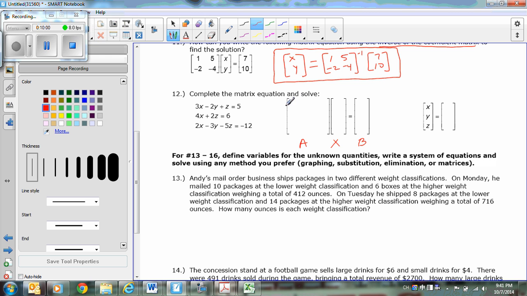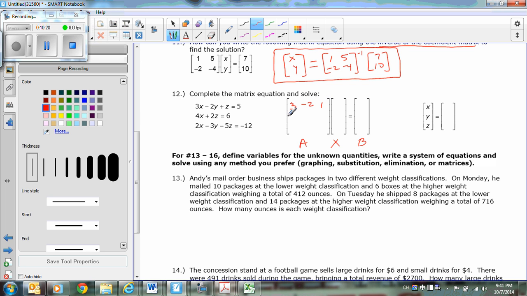Now, let's take a look at the first equation. It looks like it's in standard form. I see an x term, a y term, a z term in that order on the left, constant term on the right. So I'm going to take these three coefficients and write them in the first row. So that would be 3, -2, make sure you look for the sign in front of the term, and then +1.